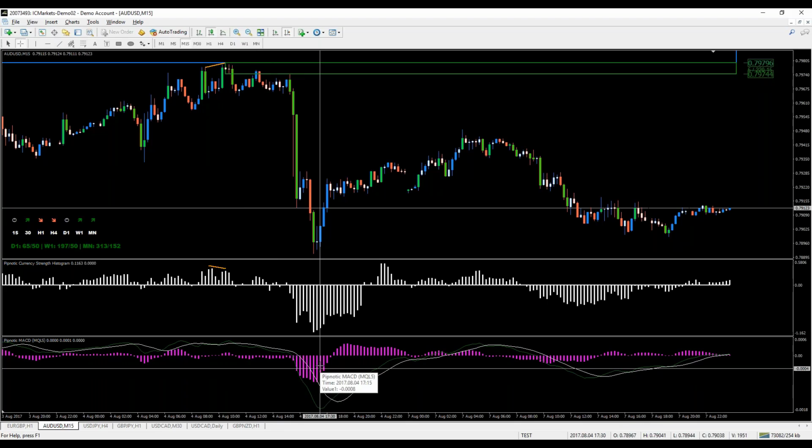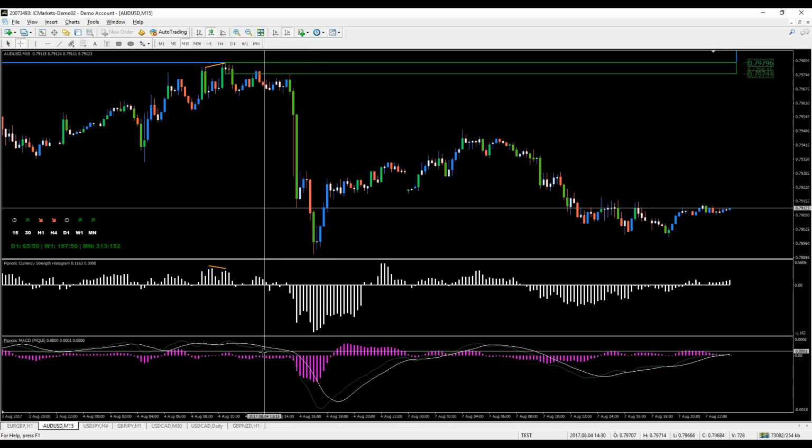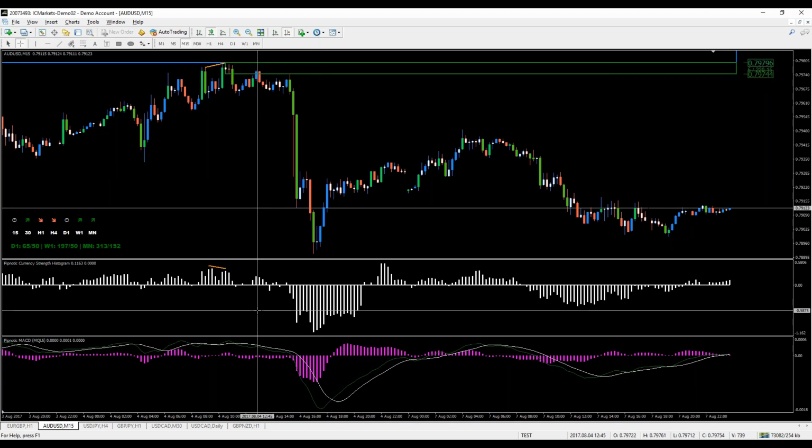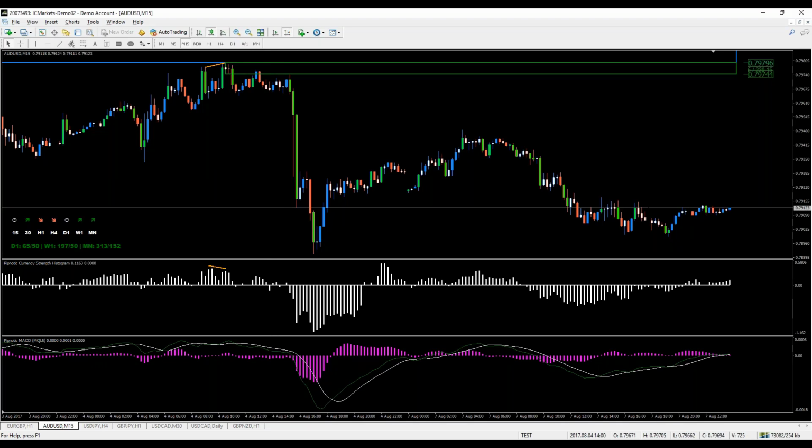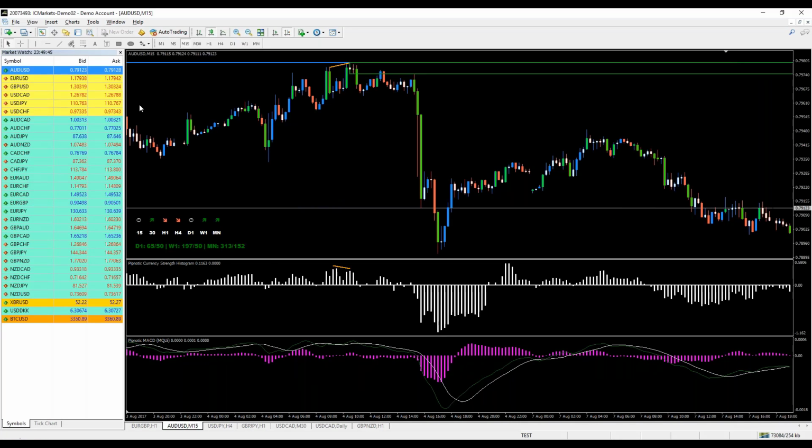I don't use MACD at all, but for those of you that do, this is pretty much showing us the same kind of information. The interesting part about using this is it's showing us strength across all of these pairs here. So it's looking at the Australian dollar in relation to the euro, the pound, the American dollar, the Japanese yen, the Swiss franc, the Kiwi, and the Canadian dollar. And so it's giving us actually an index.